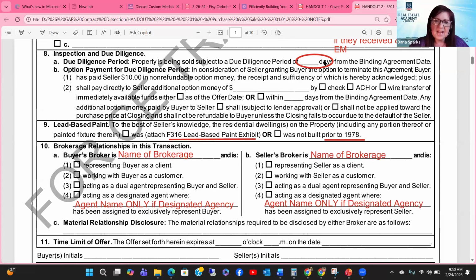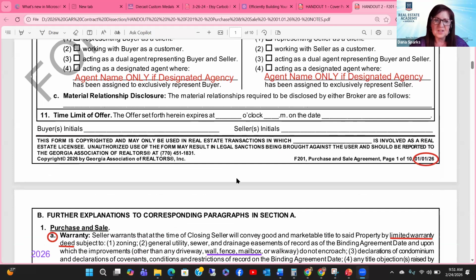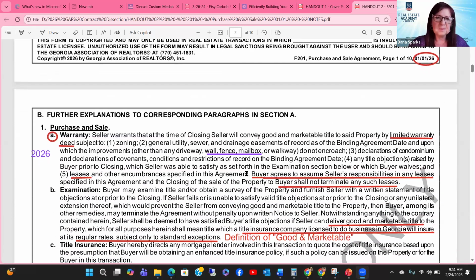And then agency, you need to complete buyer's brokerage, and you put in the name of the brokerage working with the buyer as a client, customer, dual agent, designated agent, and same with the seller's broker. You only fill in the name of the agent working on each side if it is a designated agency situation. If it's not a designated agency situation, you have the name of the agent on the signature page, and the time limit of the offer and then the initials. So you guys know how to fill in the blanks.